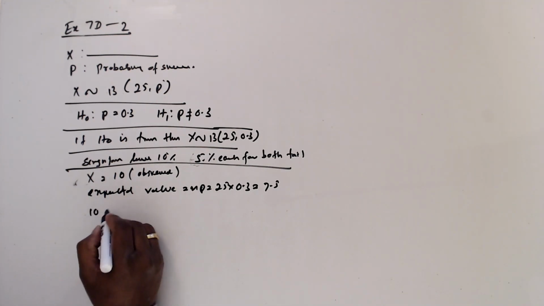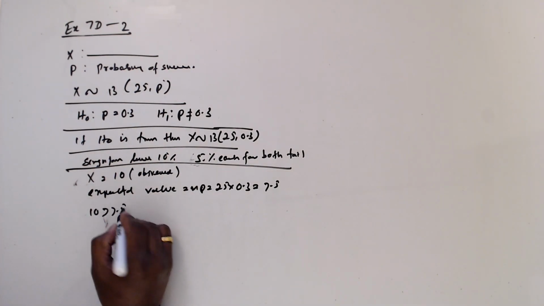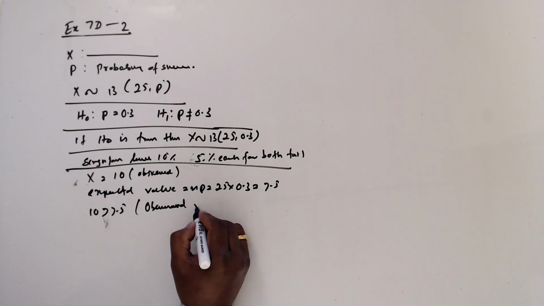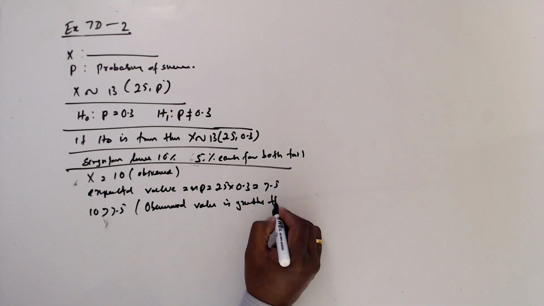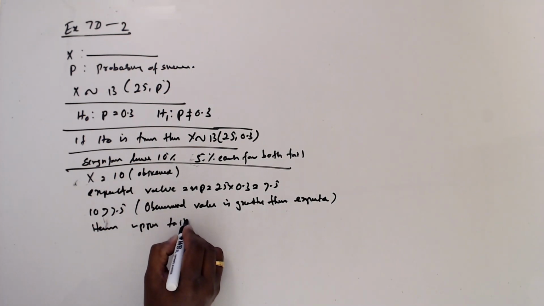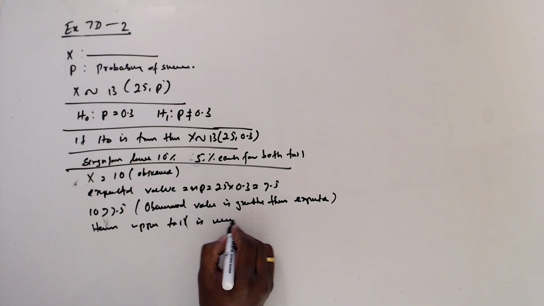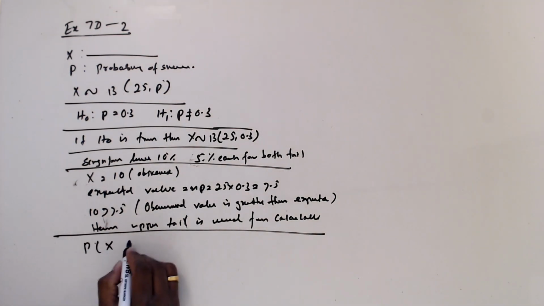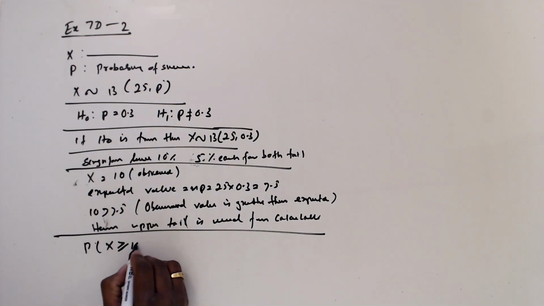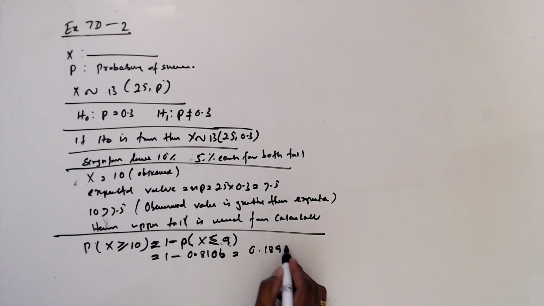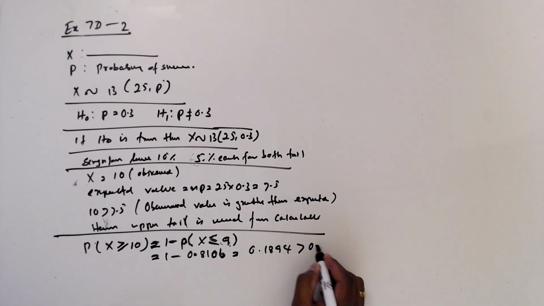So 10 is greater than 7.5. The observed value is greater than expected, hence the upper tail is used for calculation. The probability of x greater than or equal to 10 is 1 minus the probability of x less than or equal to 9. This is the value from the table, so this is equal to 0.1894. This is greater than 0.05.